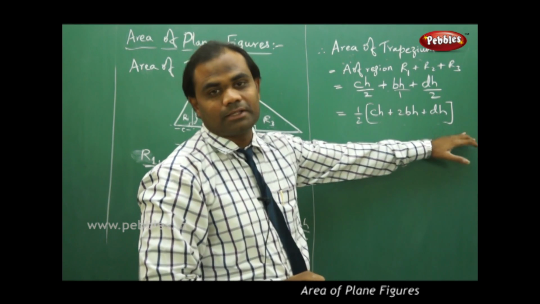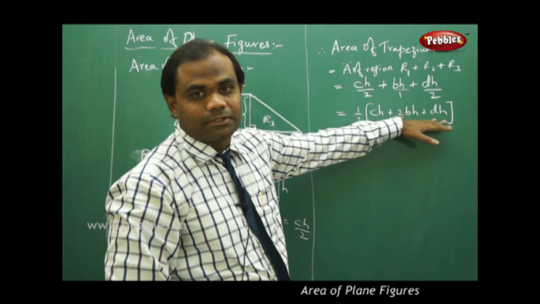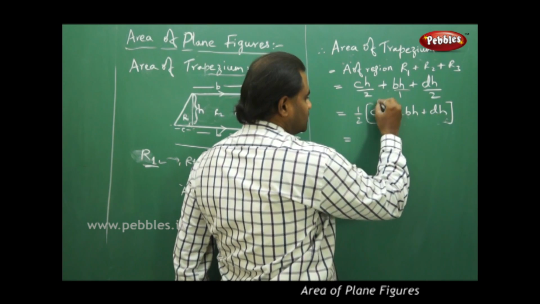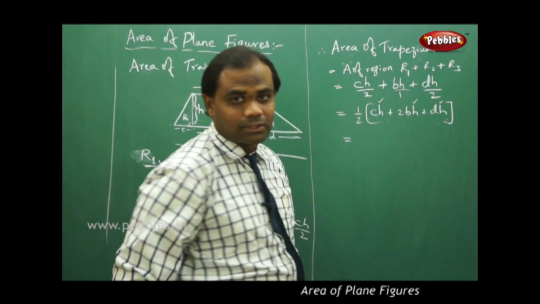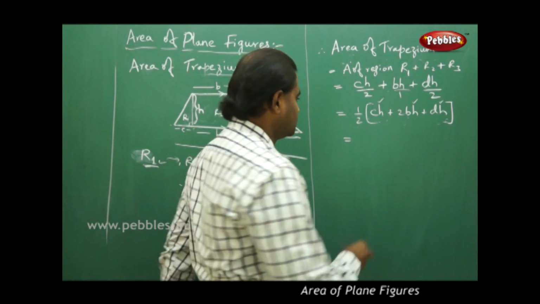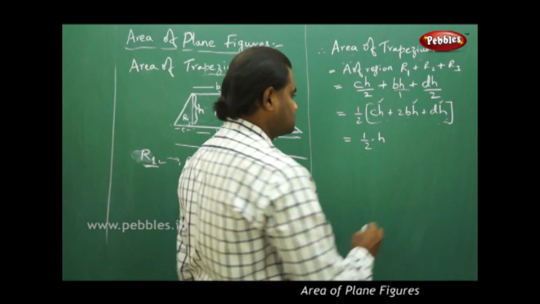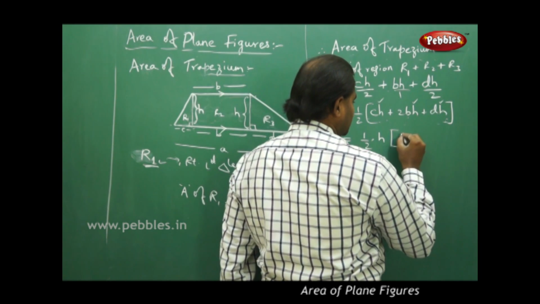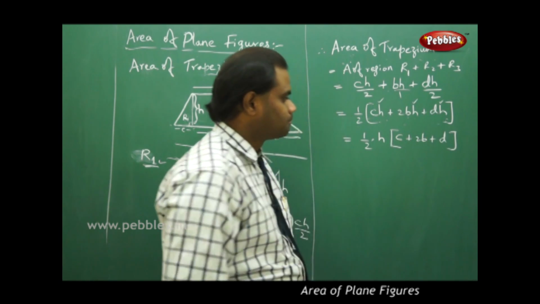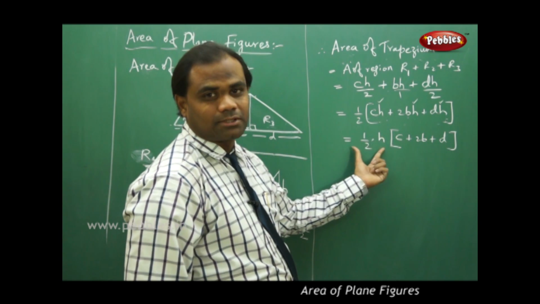After the LCM, I take all possible terms which can be taken common out of all three terms. Therefore, I identify that H exists in each term so that it can be taken common, taken out of the bracket. So I take this H outside the bracket, and the remaining terms are written inside the bracket, that is C plus 2B plus D. This is how I obtain the terms inside the bracket once H is taken out.